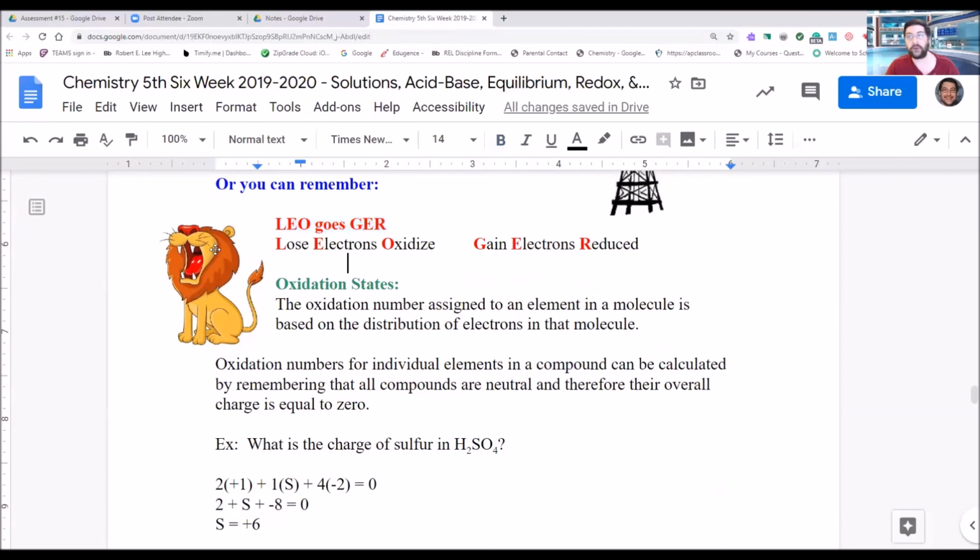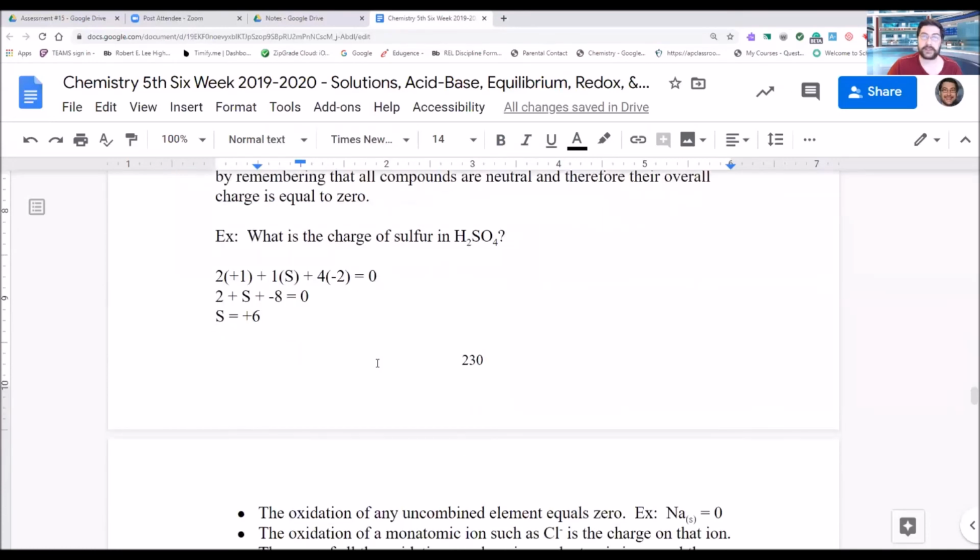We're talking about Leo the lion. So LEO, lose electrons, oxidize, and GER, gain electrons, reduce. I like this one better because I don't have to remember that I'm talking about electrons. Since it's part of the mnemonic, there's no chance of me messing it up. Okay, so let's talk about how we're going to do this. If we're going to be able to track the flow of electrons, then we have to remember how to calculate the oxidation state of a particular element within a compound.